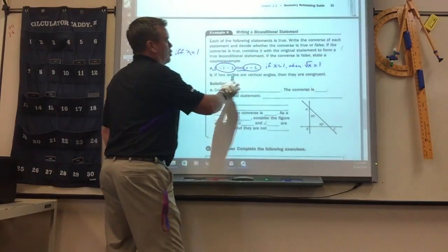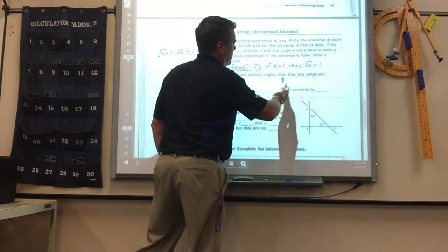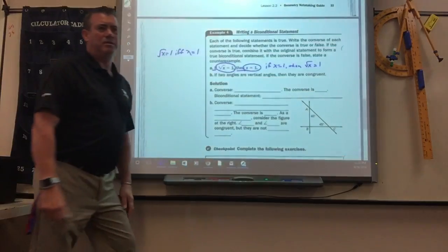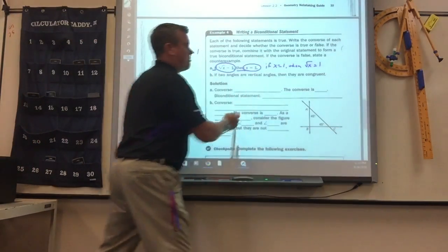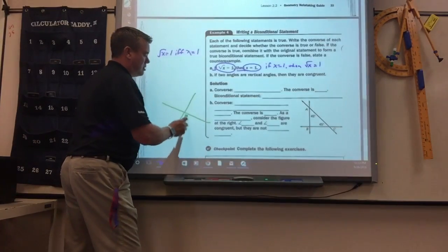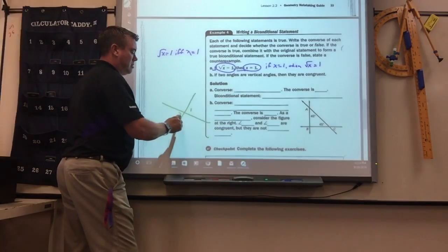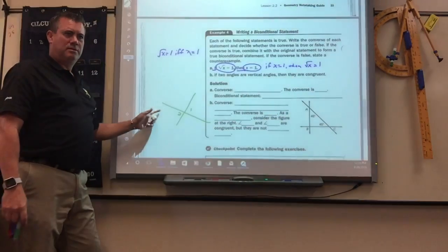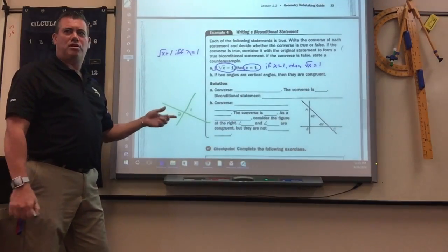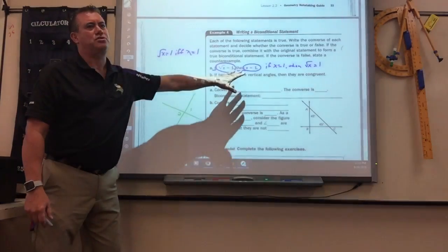Okay, this one. If two angles are vertical, then they are congruent. Is that true? If you've got two angles that are vertical angles, remember vertical angles are across from each other. Are they congruent? True. Remember, vertical angles are congruent. So this way is true.